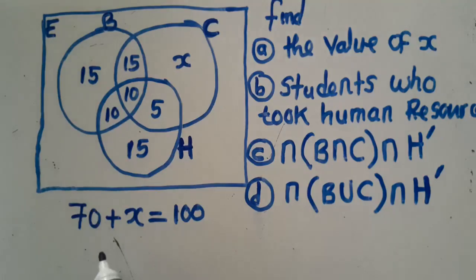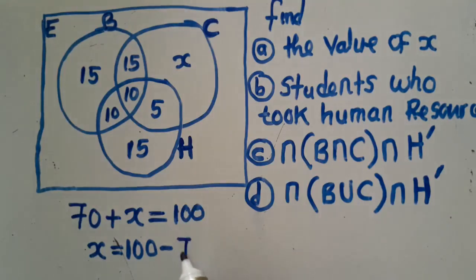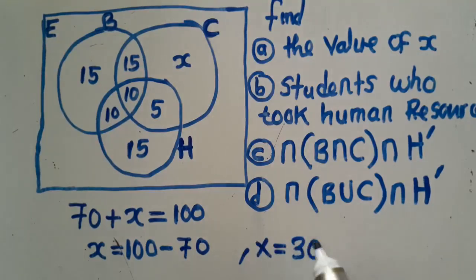So you group like terms where x will remain this side, the 70 will move to the other side. So you're going to have 100 minus. Why have I said minus? You know that when a number crosses the equal to sign, the sign of that number changes. If it is positive, it becomes minus. If it is minus, it becomes positive. So 100 minus 70, where we can now say that x is now equal to 30. This is the value of x. X is 30.